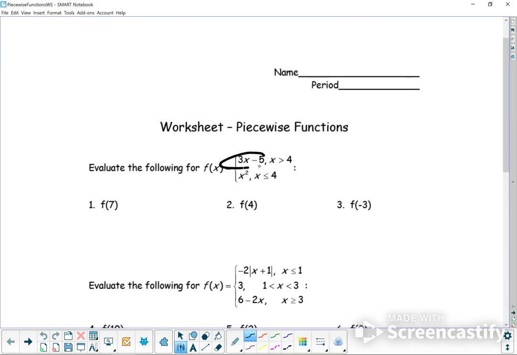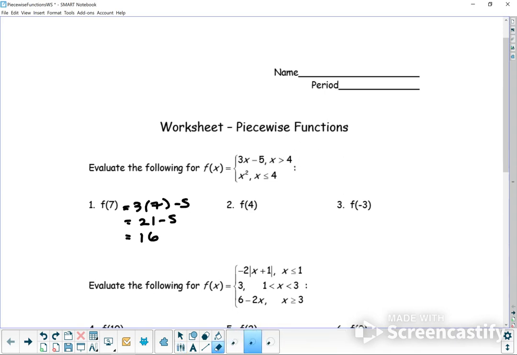Both of these functions are f, but we want the number 7 for the x. Between x is greater than 4 or x is less than or equal to 4, we want to use x is greater than 4 because 7 is bigger than 4. So we're going to use 7 in this top equation. It'd be 3 times 7 minus 5, which is 21 minus 5, and the answer is 16, right? So that's the idea.